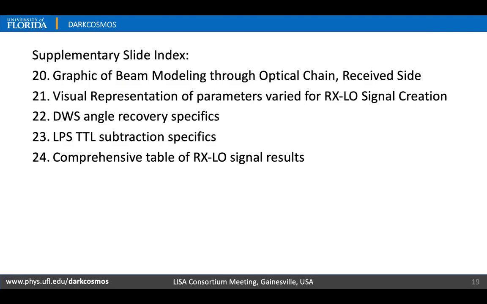With these tools now in hand, we also start to look at the other misalignments and imperfections, such as misalignments of the local oscillator with respect to the photodetector, and how those affect the DWS lock acquisition range and TTL correction. This concludes today's talk.